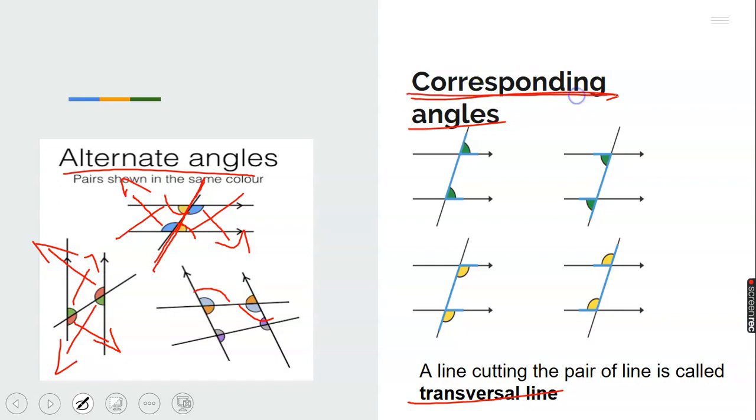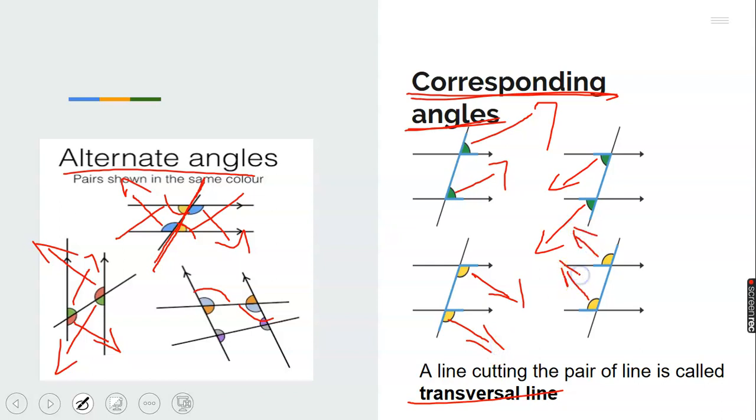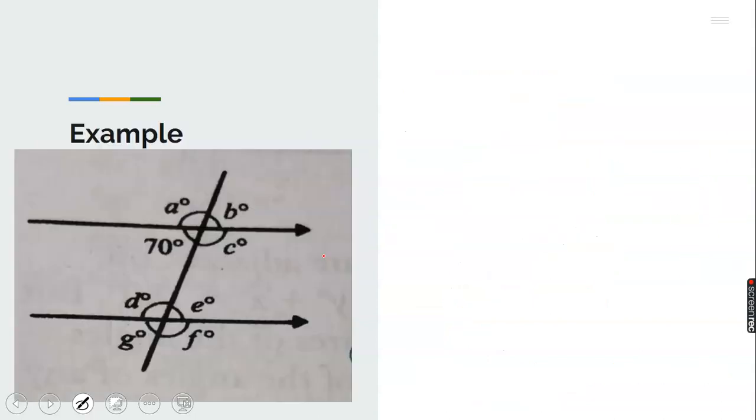Now we move to corresponding angles. Corresponding angles. That means they are all facing the same side. Check the color. They are all facing the same direction. All those ones facing the same direction, we call them corresponding angles. Just like saying when they are in the same direction. One is a corresponding angle, while this one is an alternate angle.